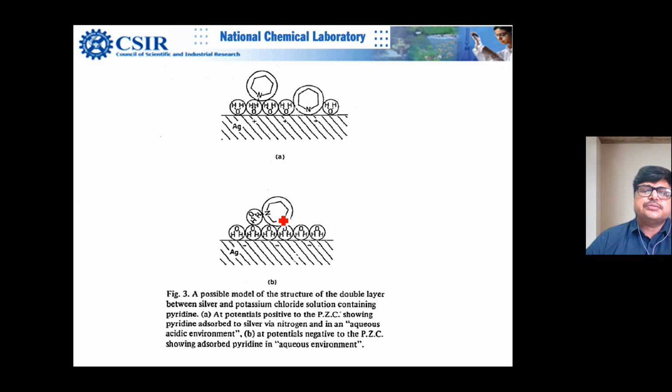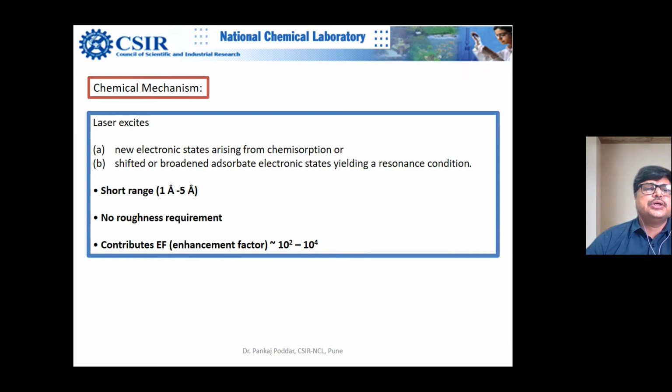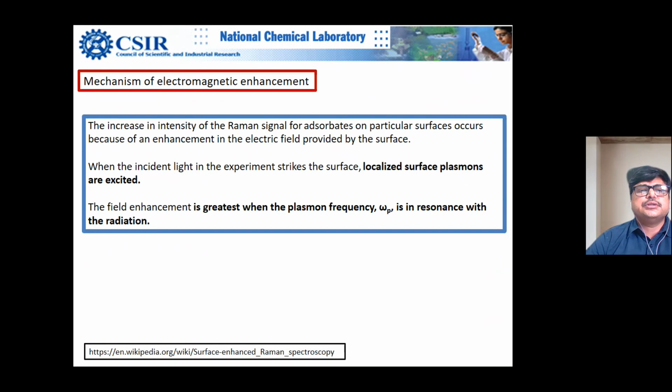But for electromagnetic enhancement, the molecule can be slightly away from the substrate, but not more than 10 nanometers, because the field enhancement gets killed after a few nanometers. So this is the difference between both. The chemical enhancement mechanism works at a very short range. There is no roughness requirement, so you don't need to have rough surfaces. And here the enhancement factor is 10 to the power 2 to 10 to the power 4, not much. So the charge transfer complex mechanism works here in this case.